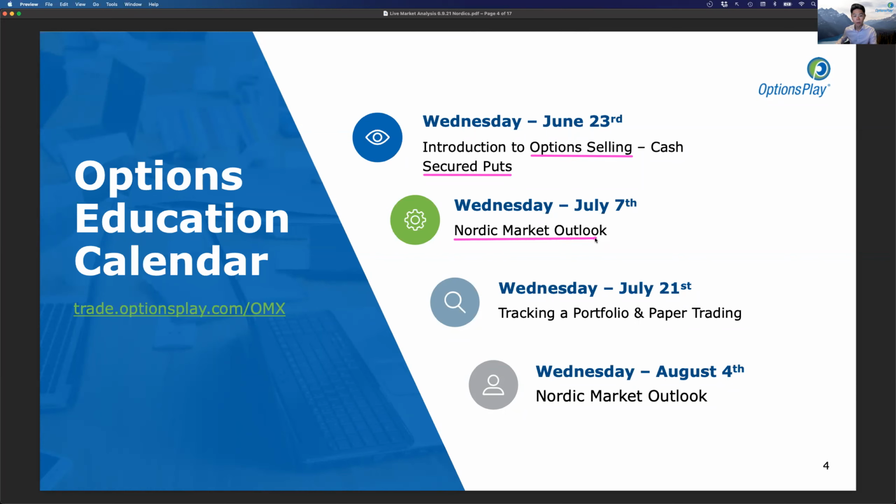And then 2 weeks after that, we're going to come back to our Nordic market outlook again. During that session, we're going to revisit the trade ideas we're going to discuss here today. We're going to see how they have performed and give you a better sense for how you can use OptionsPlay to track the trades that you're making and see how they're performing. And we'll try out different strategies and see how they perform in this market environment. Then we're going to do a separate session just on paper trading and using the portfolio before revisiting the Nordic market outlook again on August 4th.